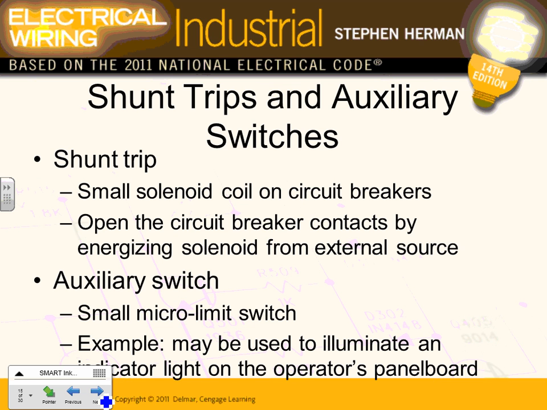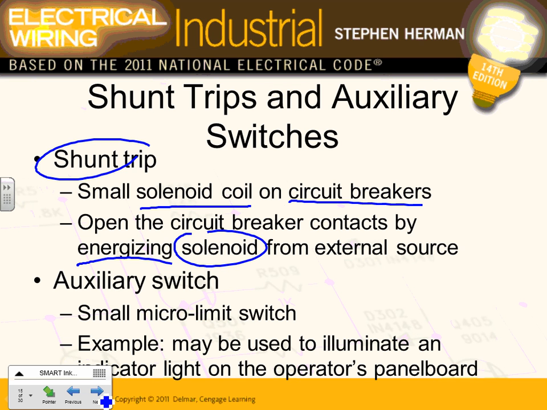Shunt trip and auxiliary switches. Most circuit breakers, guys, bigger circuit breakers, they use them as contactors for control. So they have a shunt trip. The term shunt trip is a solenoid coil on the circuit breaker. You energize it, you open the circuit breaker contacts by energizing the solenoid. You put a voltage across it, and you open it.